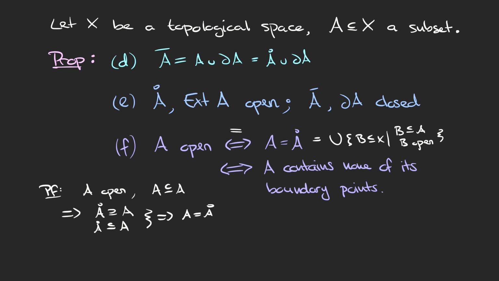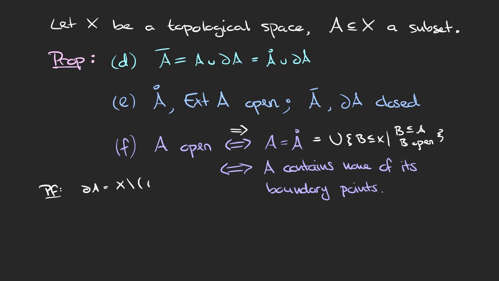So with that, we've shown this implication. For the next implication, we have to recall that the boundary of A is defined as the complement of the exterior of A unioned with the interior of A. Now, if we assume that A is equal to its interior, then we have that this whole thing is equal to the exterior of A unioned just with A.